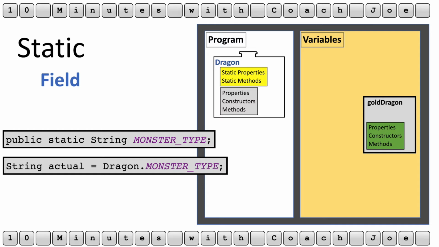Here is an example of getting the value of the static property from another class. The string variable actual will hold the result. Dragon is the name of the class. Monster type is the name of the static property. Remember, the dragon class does not need to be instantiated to get the value from the static property.